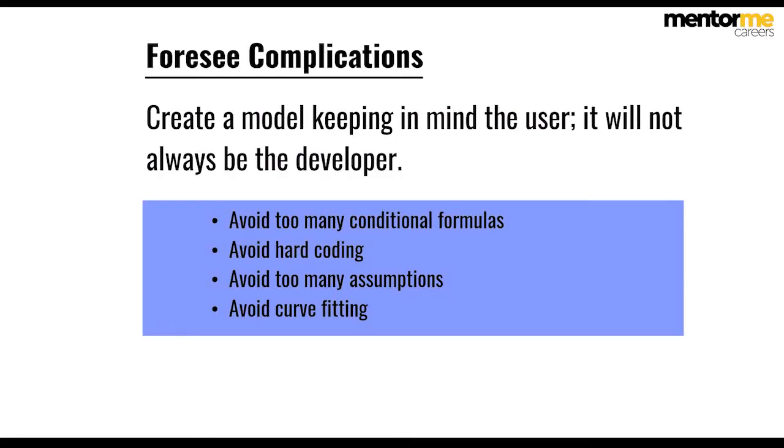Avoid hard coding, just like I showed you. Avoid too many assumptions. When I say too many assumptions, I mean that when we start assuming too many things of the future, then our model becomes only as good as the assumptions, right? Avoid curve fitting. What do I mean by curve fitting? Meaning that, for example, when I made a model and I got a return of 6%, then just to make sure that the 6% becomes 19%, which makes me happy, I try to tweak the assumptions.